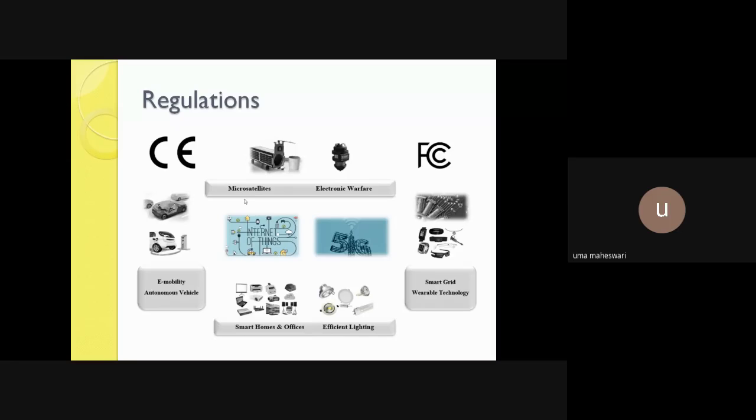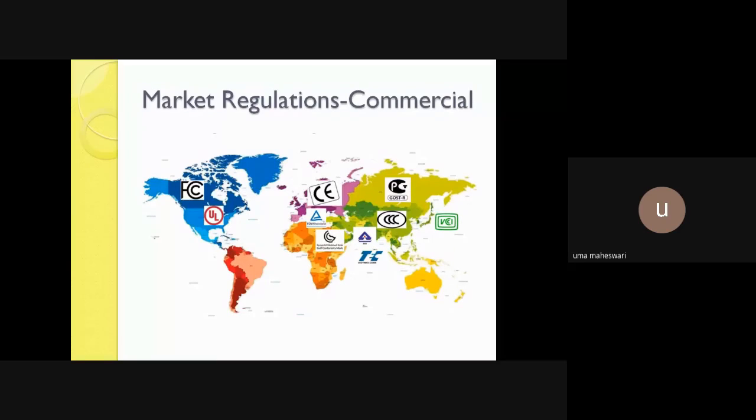With the test results, we need to apply for the regulatory certifications. Different countries follow different regulations, such as FCC, triple C, CE, and BIS, to give some examples. So various countries follow various regulations. If you need to sell an Indian product in other countries, you need to follow those regulations definitely.